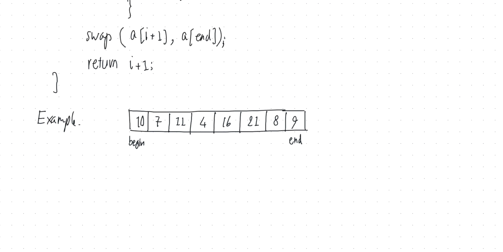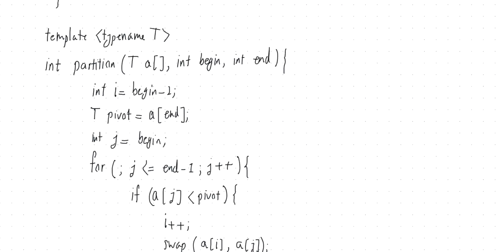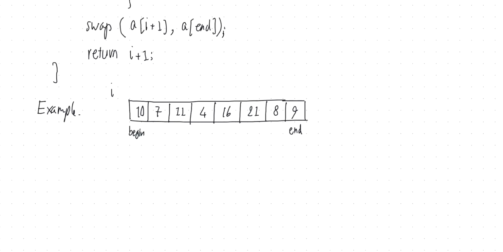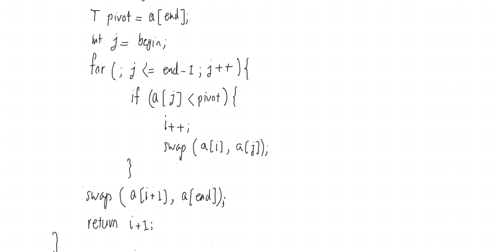Okay, so if you look at the code that is written here, we have two more indices. We have I, which is the one before the begin, so I is here, one index before, and J is exactly starting at begin, so J is here. Okay, and pivot is obviously this guy, so pivot is 9, the last element, A at n.